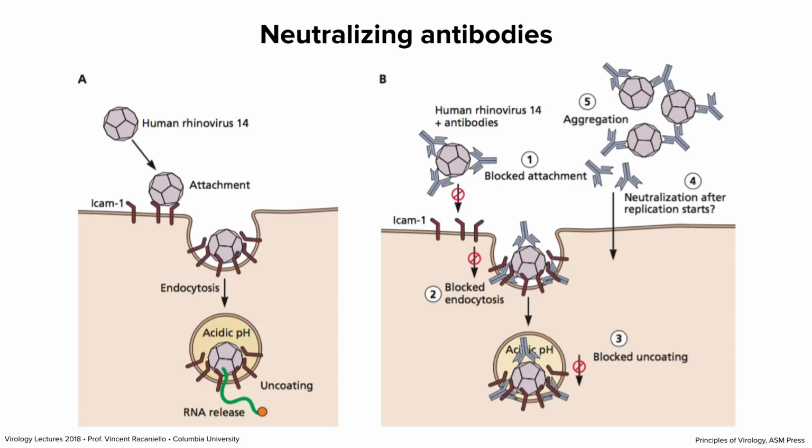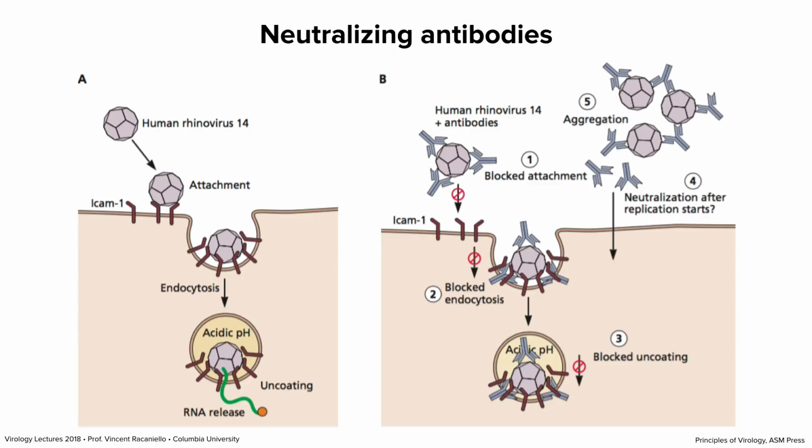It's been shown in some very nice experiments that the addition of just a few antibody molecules to a virus particle changes the conformation of the capsid enough so that even when the pH drops, it doesn't undergo the conformational change that will release the genome. So you can block uncoating. And then there's some other mechanisms shown here.